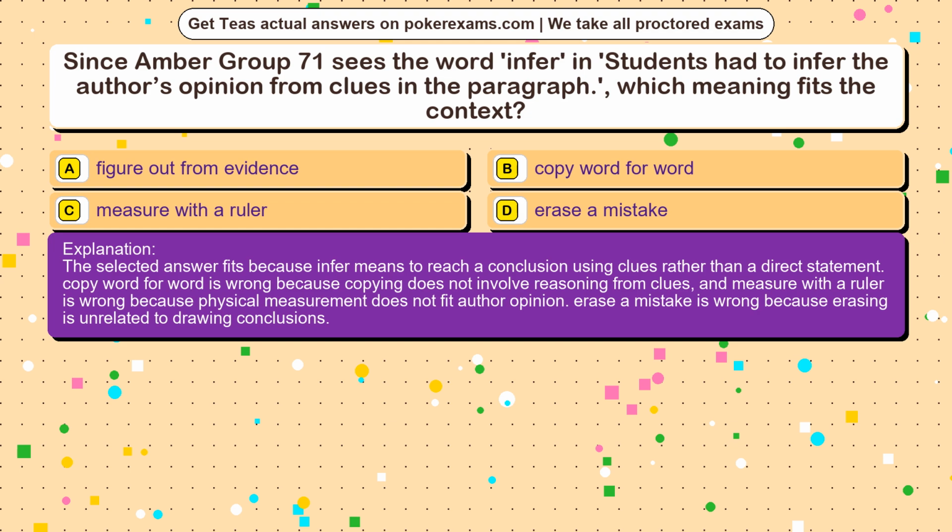Copy word for word is wrong because copying does not involve reasoning from clues, and measure with a ruler is wrong because physical measurement does not fit author opinion. Erase a mistake is wrong because erasing is unrelated to drawing conclusions.